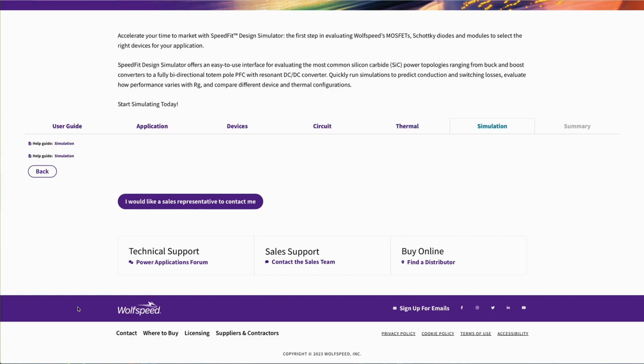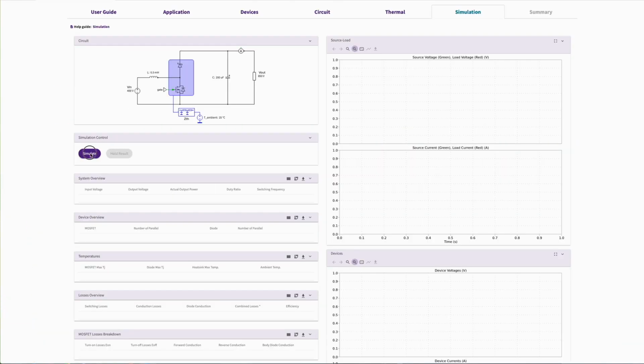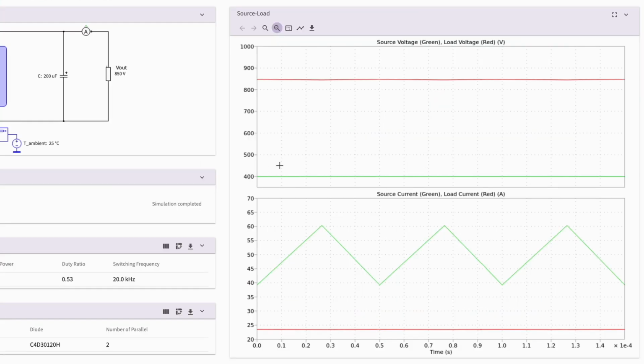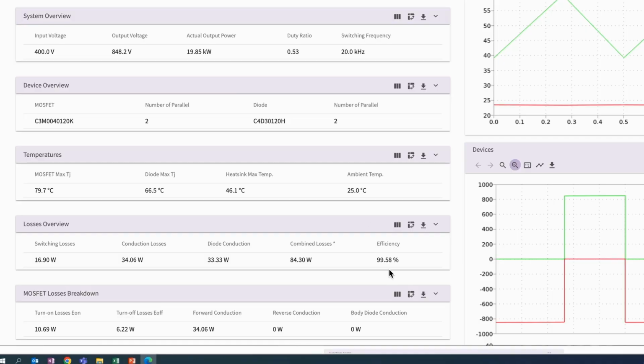The SpeedFit is based on Plexim and it runs very fast. It shows some typical waveforms such as voltage and current on the right side. On the left side, we can see the efficiency reaches 99.58% in given condition, and temperature of the two devices only reached 80 degrees C and 66.5 degrees C. Showcase that we are running a very efficient and cool circuit in this simulation.